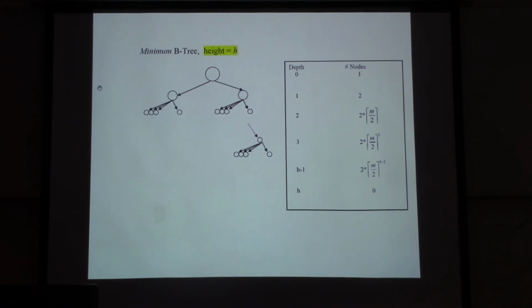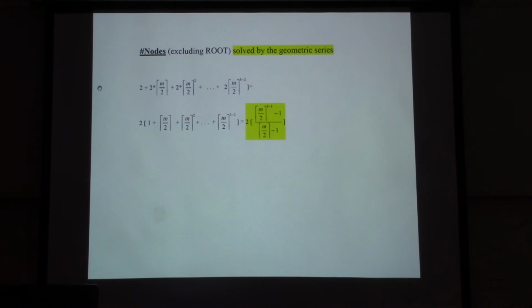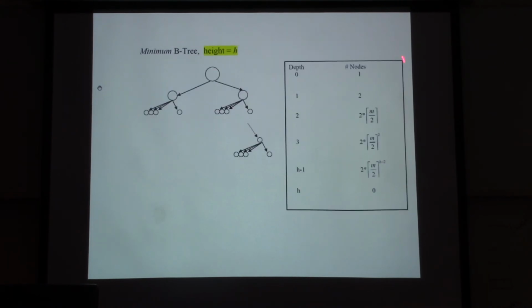So in order to find out how many nodes we have, we have to add these together. We sum this plus this plus this plus this. It's going to be 2 times m over 2 ceiling to the 0, plus 2 times m over 2 ceiling to the 1, plus 2 times m over 2 ceiling to the 2, and so on up to 2 times m over 2 ceiling to the h minus 2. We need to do this summation, and the summation is solved by the geometric series. We're just adding these, and I am excluding the root, which means that I'm taking this out.